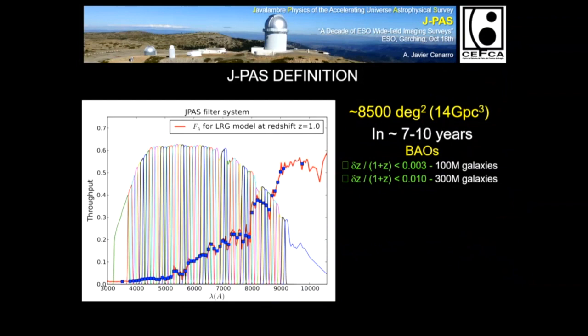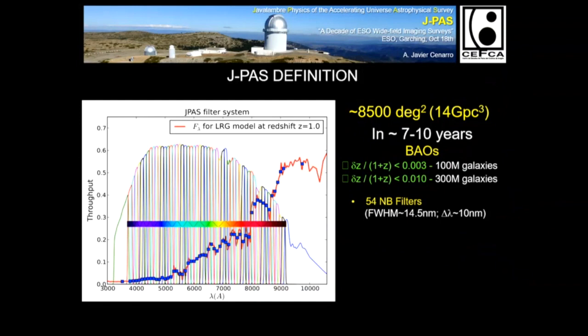The goal of JPAS is to observe 8,500 square degrees of the universe. This is a factor of 1,000 of the typical size of BAOs in about 7, let's be more generous, up to 1 decade in the next years. The goal is to measure BAOs, and the main goal is to reach the 0.3% accuracy that we expect for 100 million galaxies, and for other galaxies with probably lower quality, around 300 million galaxies, the accuracy will be around 1%.